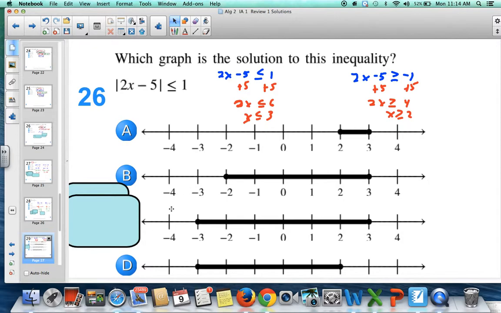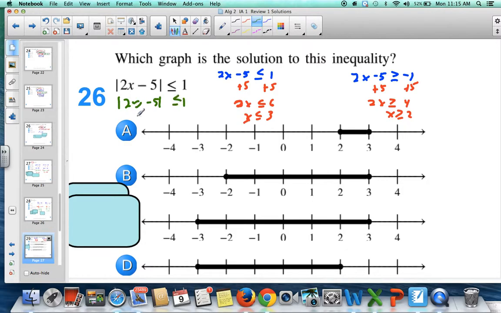Now I'm going to show you a different way. Because it's multiple choice, and this is one that's frustrating for me as a teacher, in that a lot of us aren't thinking very well. My suggestion is, let's look at this and put some numbers in and see if it works. So what if I put 0 in for x? That would be the absolute value of 2 times 0 minus 5 is less than or equal to 1.